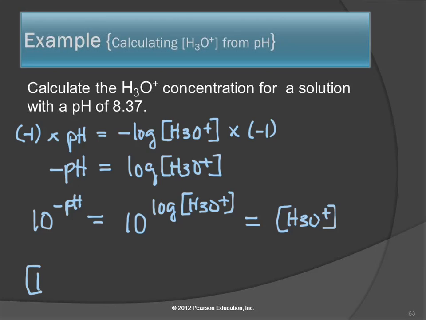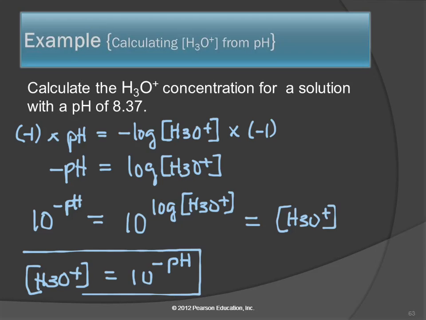So the hydronium ion concentration equals 10 raised to the negative pH. That's an equation you're going to want to write on your note card. So then to solve this problem, we want 10 raised to the power of, what's the 8.37. And then how do you do that on your calculator? Well, use the 10 to the x button.